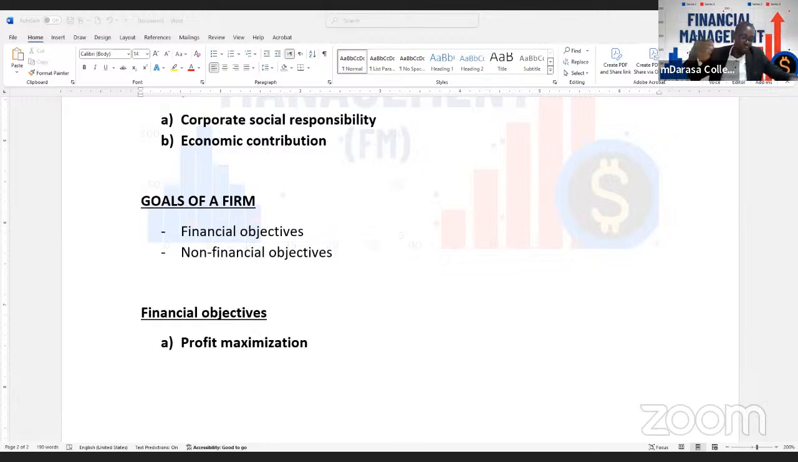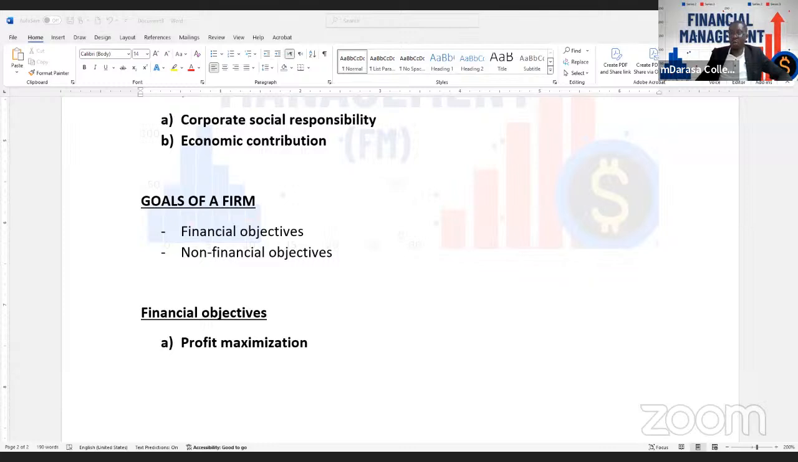And as much as we are optimizing our revenues, we are also controlling our costs. Look at it this way: number one, we are maximizing or optimizing our revenue. At the same time, we're trying as much as we can to reduce our costs. So in turn, what will happen? Our profit will always tend to increase. Profit maximization.